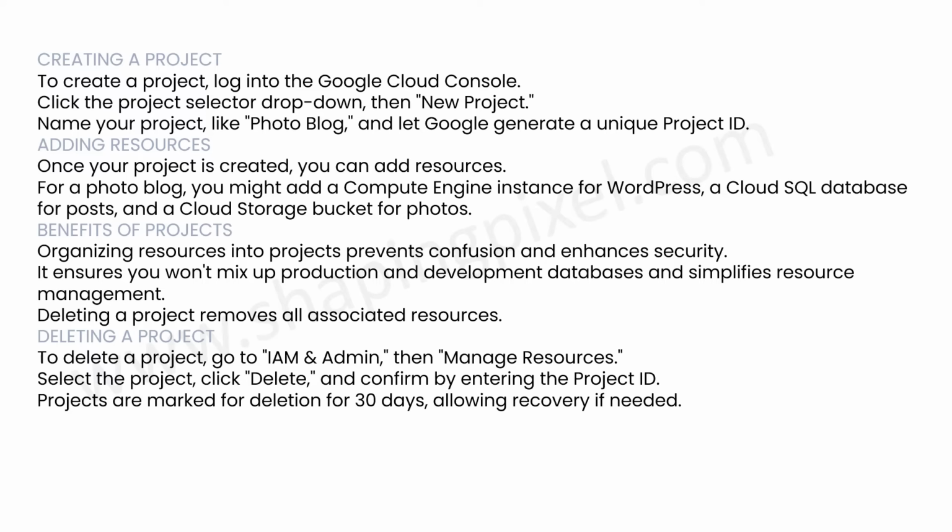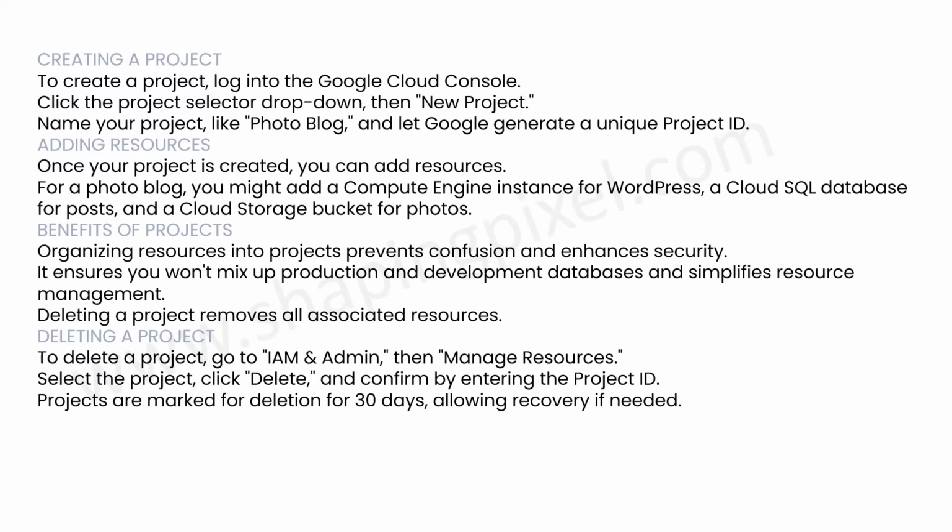So before you can start building on Google Cloud Platform, you need a project. Projects help organize all your resources, including users, APIs, and billing information. To create a project, log into your Google Cloud Console, click the project selector drop down and then new project. Name your project like Photoblog and let Google generate a unique project ID.